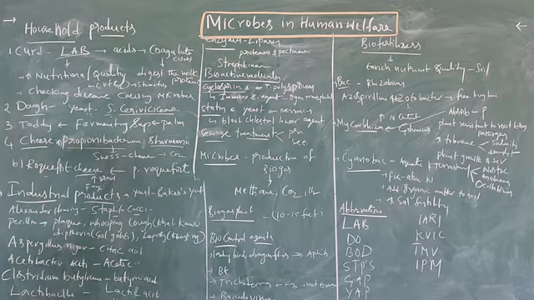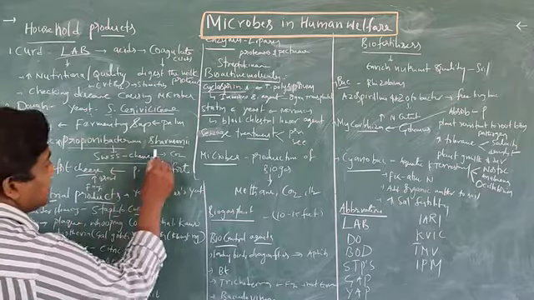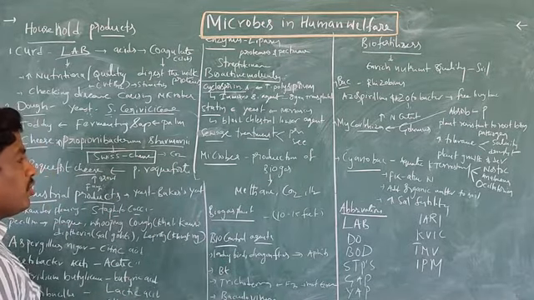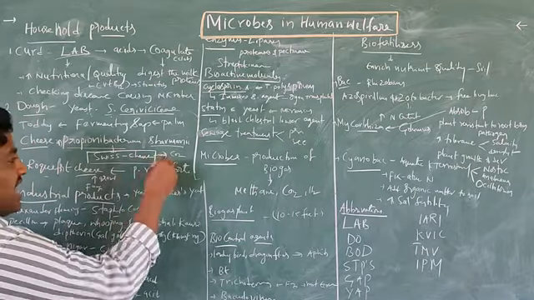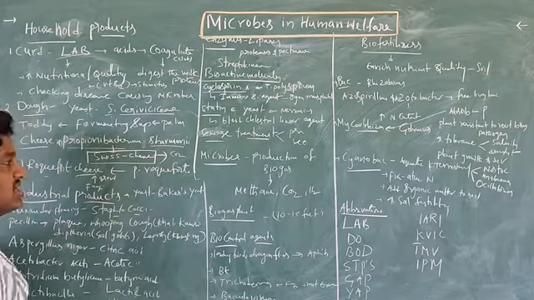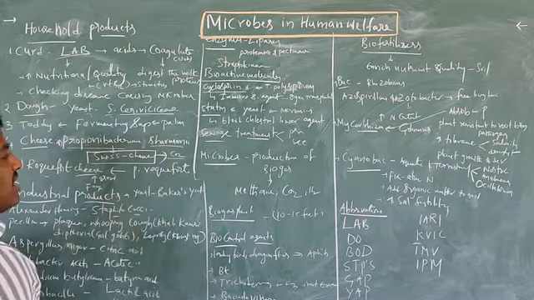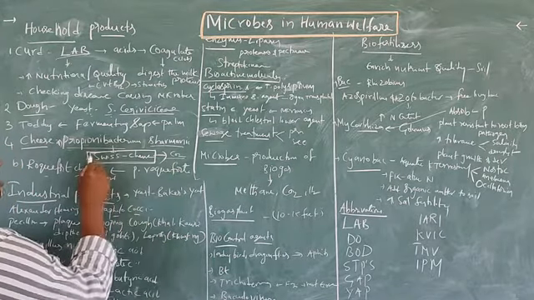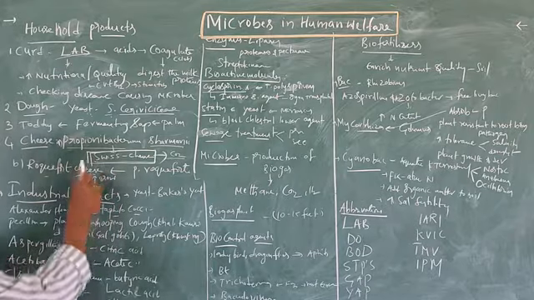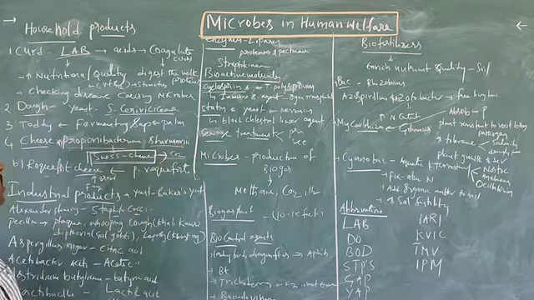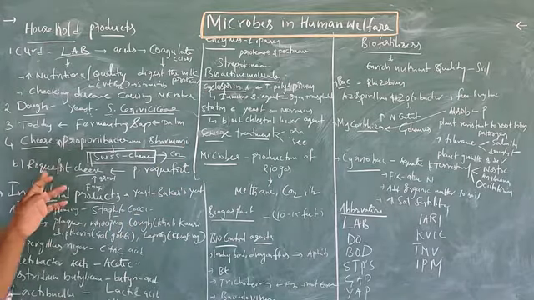And also cheese. Here we are seeing the Swiss cheese. The Swiss cheese has large holes, from the production of carbon dioxide. For Swiss cheese formation, the bacterium used is Propionibacterium shermanii.